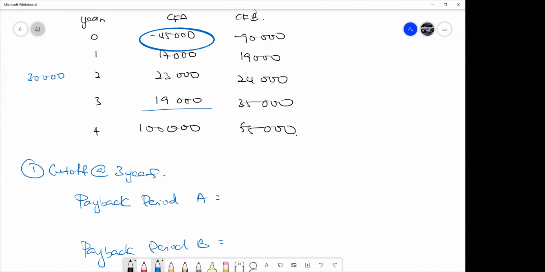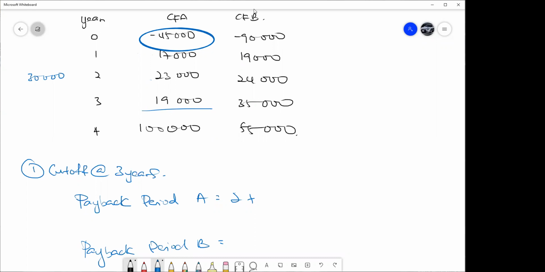So for project A, you need 2 years plus how many months? In the third year, you are supposed to get 19,000 out of 45K. So 17 plus 23 is 30K. Your initial investment is 45,000.